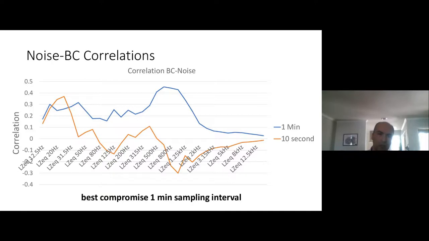The graph here shows the correlation between black carbon and noise frequency for 1 minute and 10 seconds sampling interval. As you can see, the correlation of black carbon with 10 seconds sampling, in orange, is negative or under 10%. However, 1 minute sampling data can present the relationship of black carbon and high frequency with a correlation of 45%. So the best compromise we find to measure black carbon and noise at the same time is 1 minute.